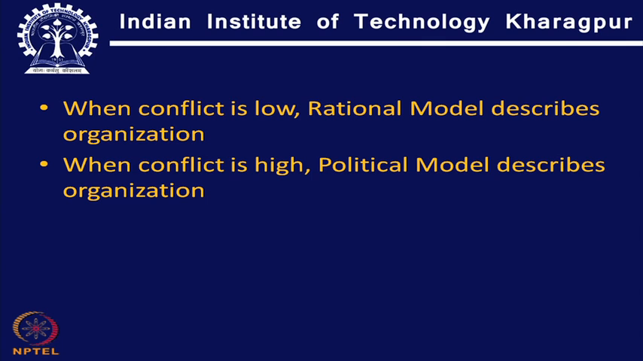So when the conflict is low in the organization, we go for a rational model. The rational model describes the organization as a traditional model, hierarchically arranged. There's a proper organizational structure, there's a proper information flow in a linear path, and all these things are called having a rational model for the organization. But when conflict is high, the political model describes the organization.